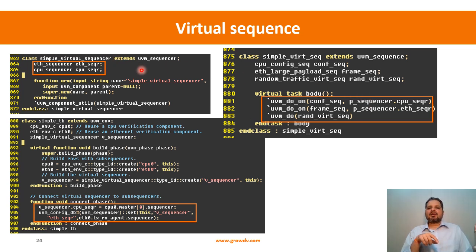So the P sequencer will actually be pointing to the data type of a simple virtual sequencer and not just a UVM sequencer, right? That would be the difference. The reason we want to do that is that sometimes we declare some methods inside this simple virtual sequencer, and those become accessible with the P sequencer, because P sequencer is a handle of the type simple virtual sequencer and not a regular base class handle. It's not just a UVM sequencer handle, it's a handle of the type simple virtual sequencer.